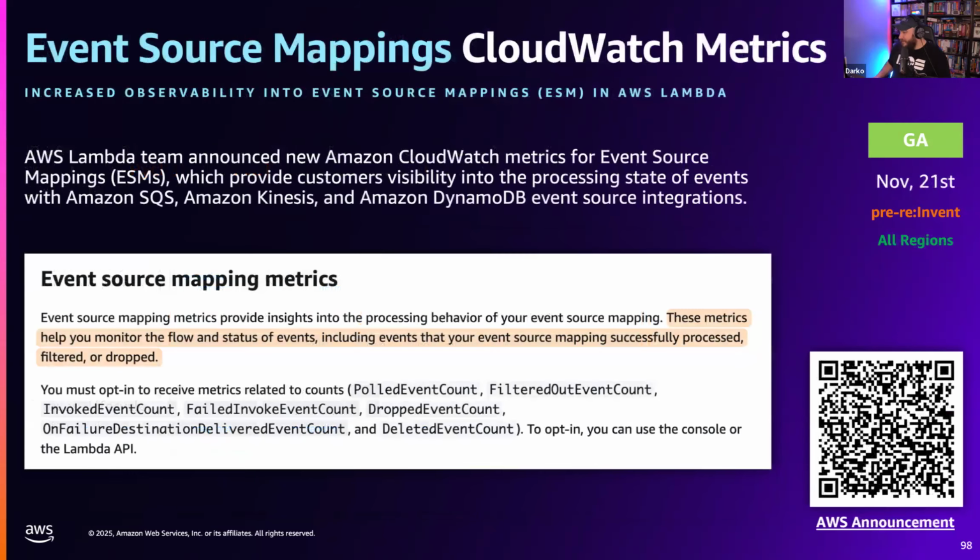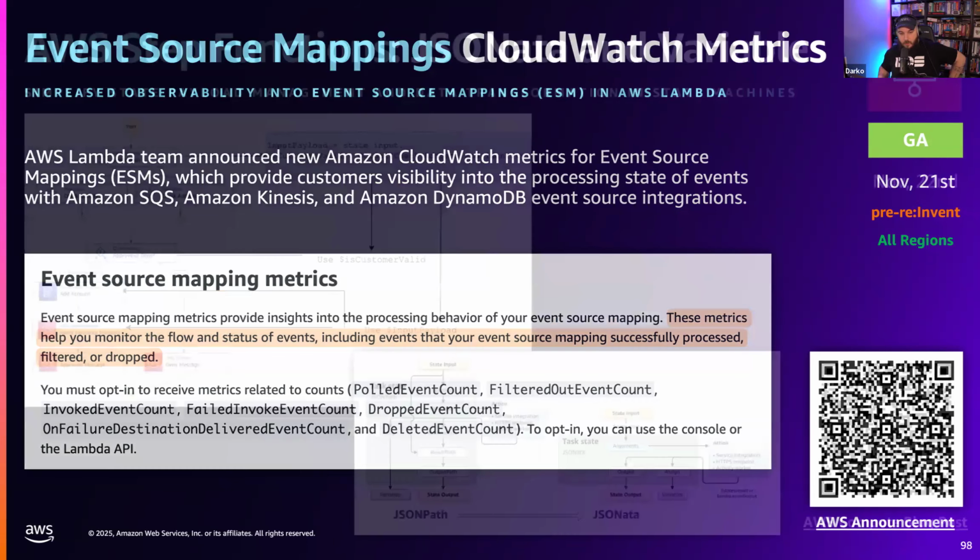Okay, event source mappings for CloudWatch events. Somebody may say finally, but this year AWS Lambda announces new Amazon CloudWatch metrics for Lambda event source mappings (ESMs), which provide customers, yourself, the visibility into the processing state of each event read by an ESM, basically that's subscribed to an SQS. So a neat little feature. It helps you monitor the flow and status of events. So for folks out there building serverless applications, really cool.